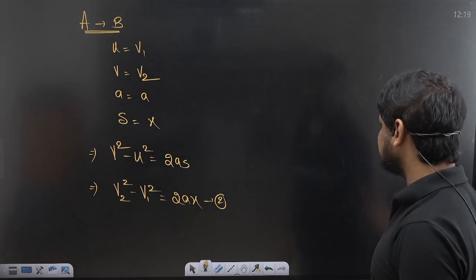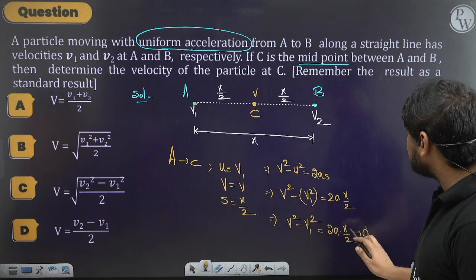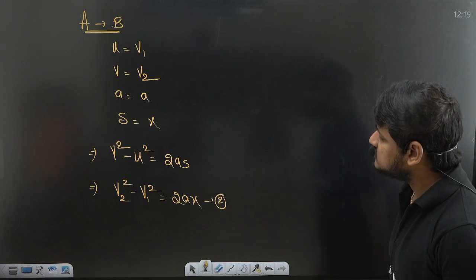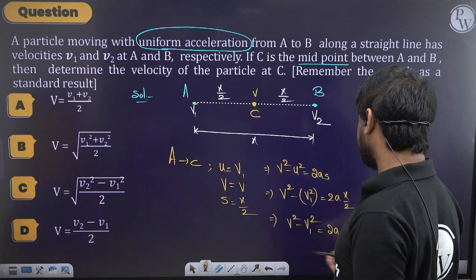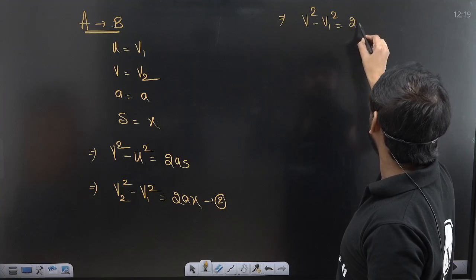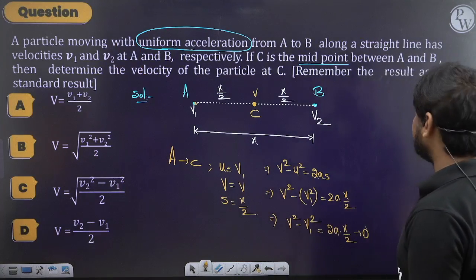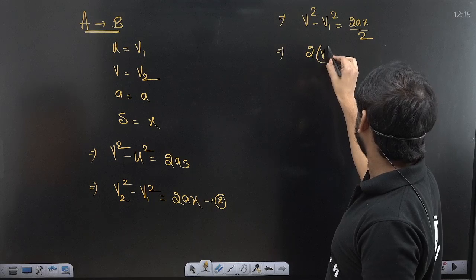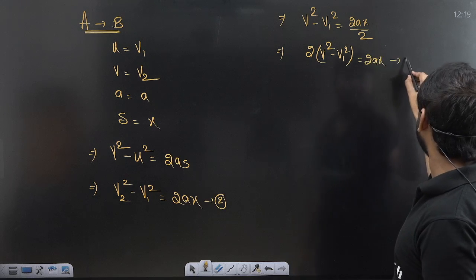Now let's write the first equation here also: v square minus v1 square is equal to 2a into x by 2. Sending the 2 to this side, 2v square minus 2v1 square is equal to 2ax. Let it be equation number 3.